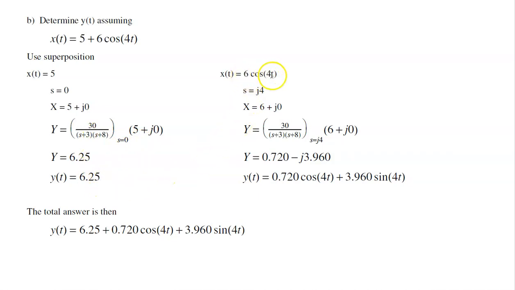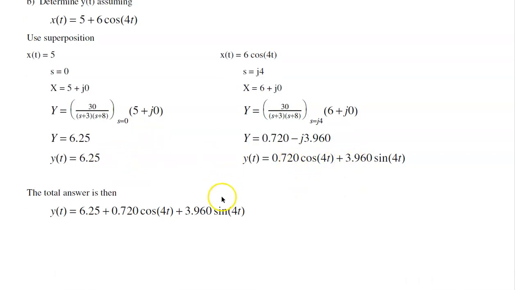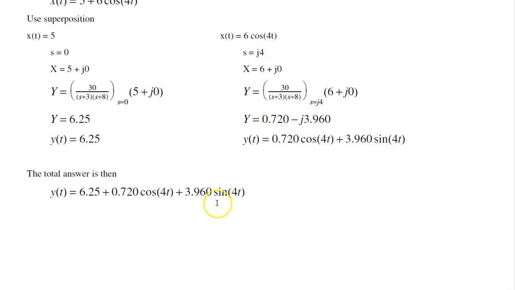Repeat, if the input is 6 cosine 4t, now s is j4, the frequency of the cosine. X is 6 plus j0, 6 cosine plus 0 sine. This is the gain everywhere. Find the gain at s equals j4 times your input, I get a complex number. Here the complex number means the real part's cosine minus j is sine. Put the two together, I get the total answer.